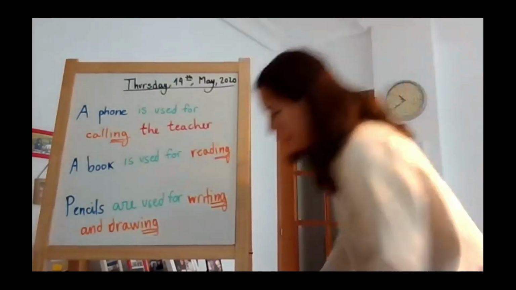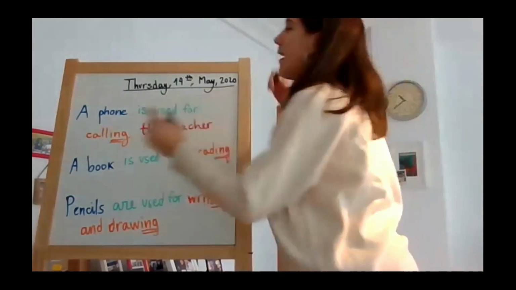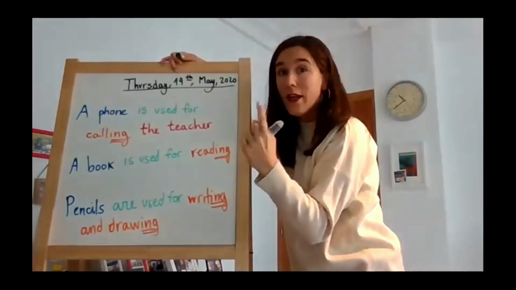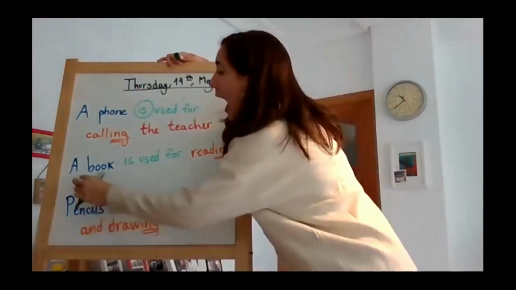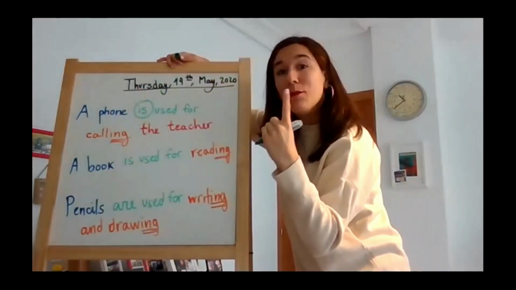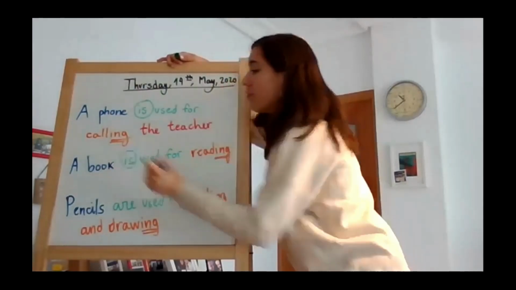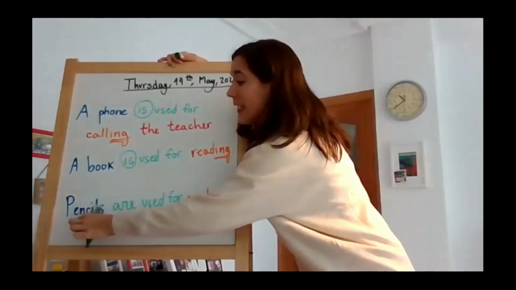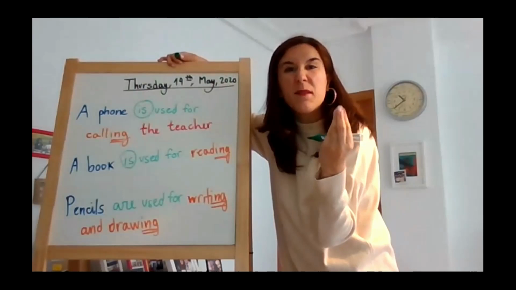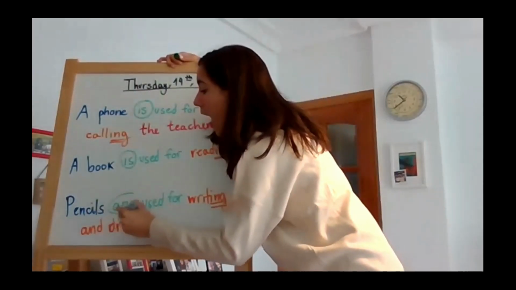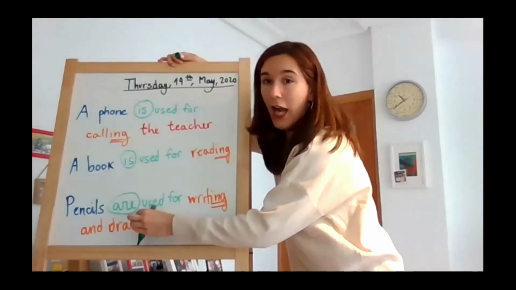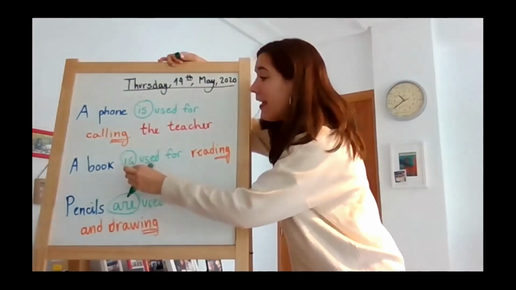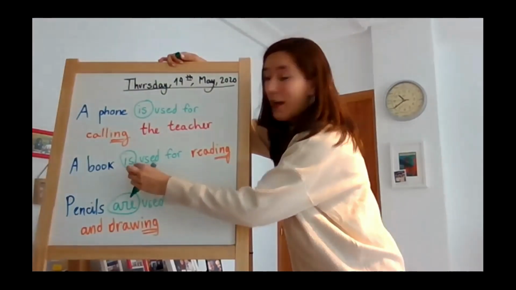Okay? Do you see the difference? If we say a phone, that means one phone is used for. A book, that means one book is used for. But if we say pencils, that means many pencils are used for, because "are" is for plural, "is" for singular.